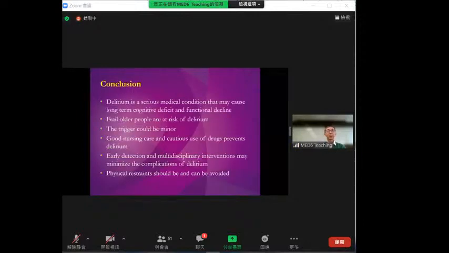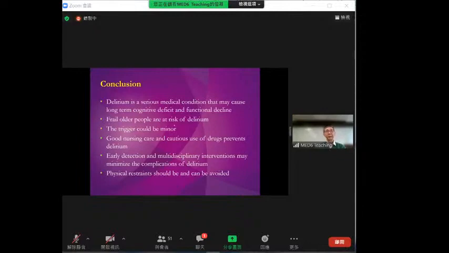So to conclude, delirium is a serious medical condition similar to ICU care, HDU care, that might cause long-term cognitive deficit and functional decline. In some medical units, they have a delirium room. It's just like an HDU room for delirium because they need more attention, more supervision, and better nursing care in order to shorten the duration of delirium so that they do not get the long-term cognitive deficit.